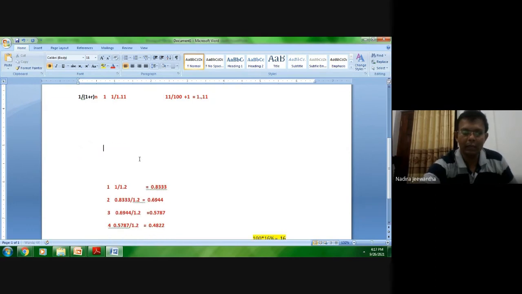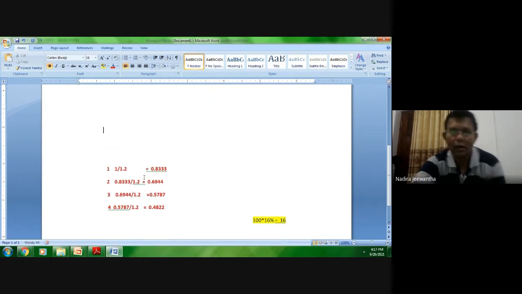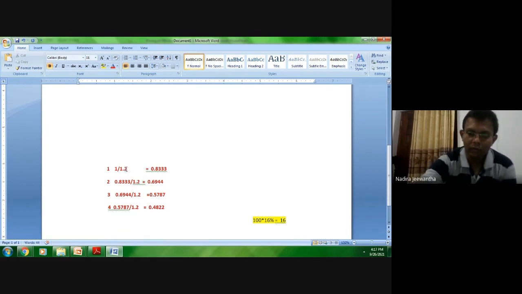Similarly, same thing you apply here. 1 divided by 1.11. Here the answer should be divided by 1 here. Easy method, right?